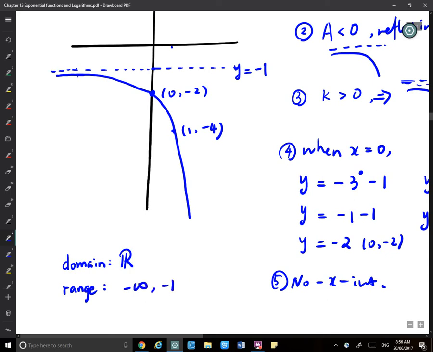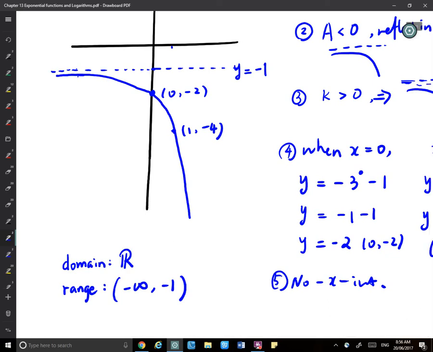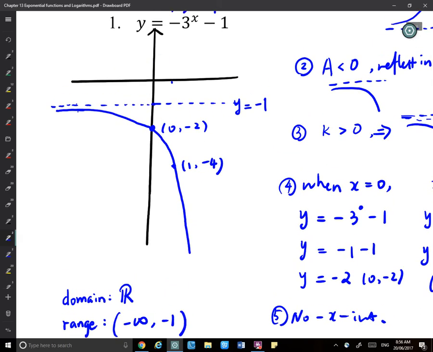What is the range? What brackets should I have? Both open brackets. Infinity never combines with a square bracket. So from below until -1 is your maximum value, but not including -1.